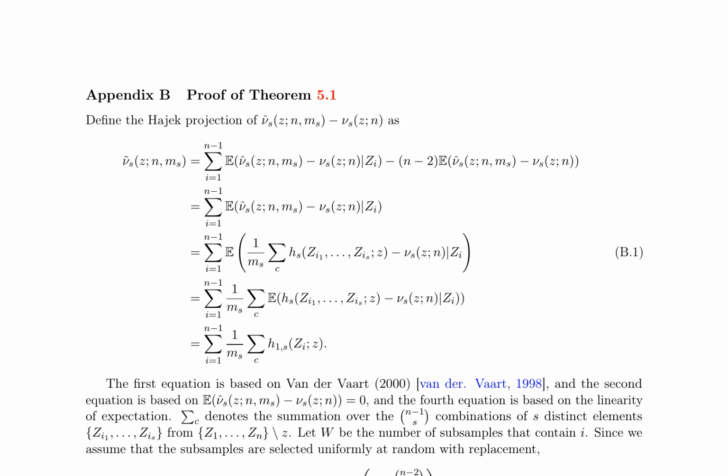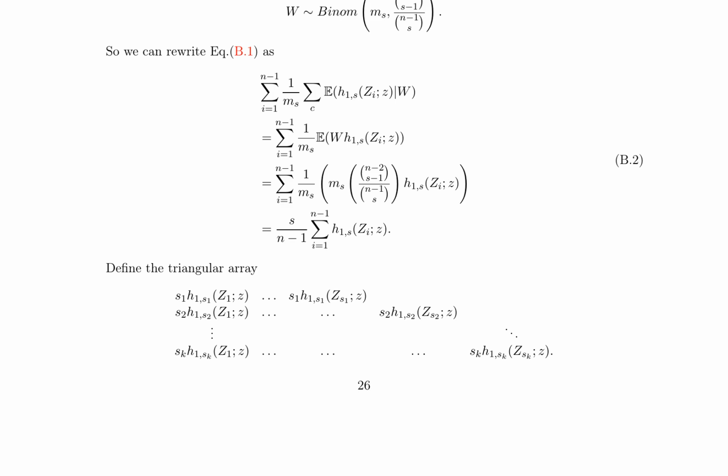The proof introduces the variable W, representing the number of subsamples containing i, which follows a binomial distribution with parameters m_s and (n−2 choose s−1)/(n−1 choose s). This enables the rewriting of the initial equation, B.1, as a sum of expectations of W times h_1,s(z, z), over all possible combinations of subsamples. By rearranging terms and simplifying the expression, the equation becomes a sum of s times h_1,s(z, z), divided by n−1, for i ranging from 1 to n−1.